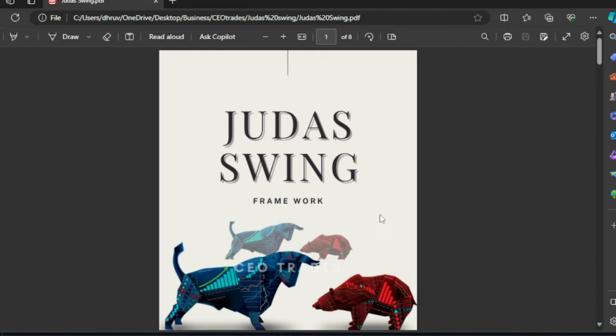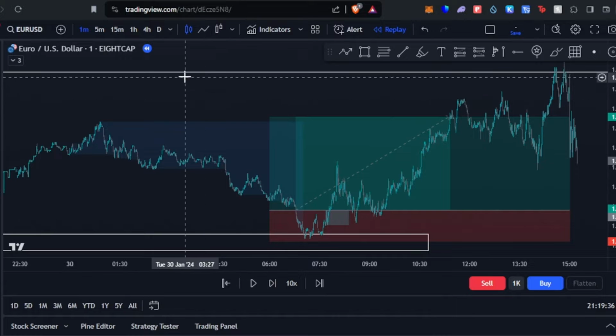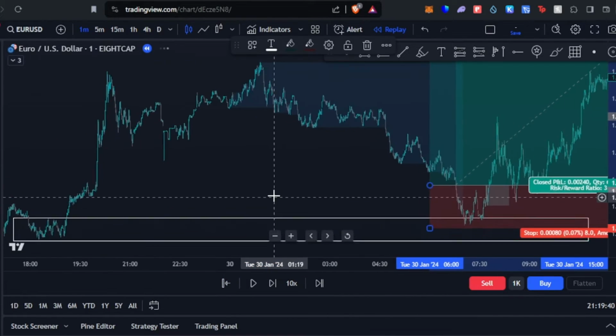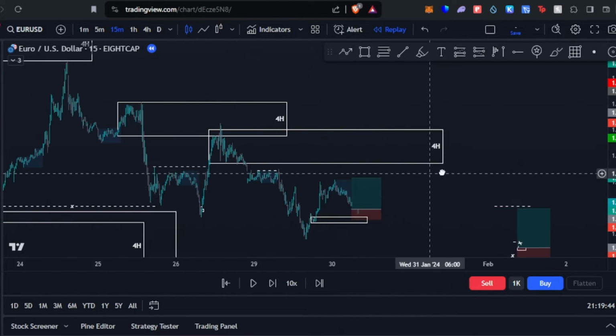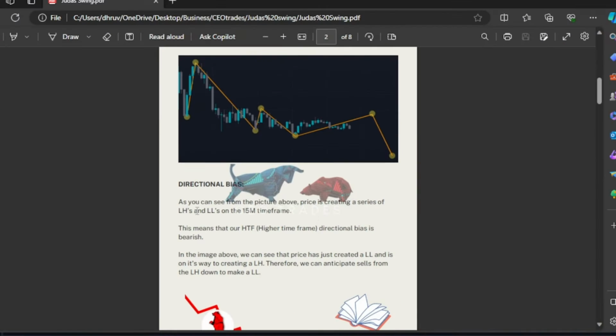But let's jump straight into it. Our first step is to actually understand our directional bias. So let me start with replaying this back over here and jumping up to the 15-minute time frame. Now, when we jump up to the 15-minute time frame, what we're going to be doing is identifying what our higher time frame directional bias is trying to tell us.